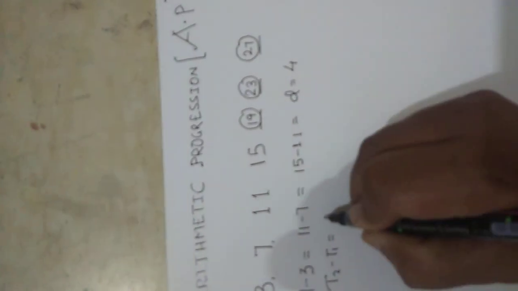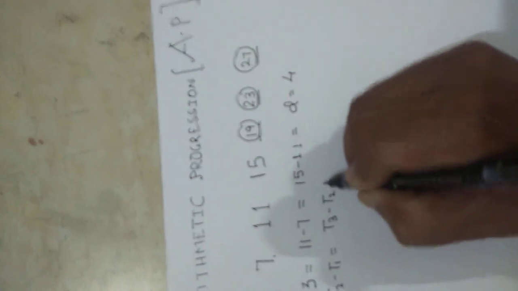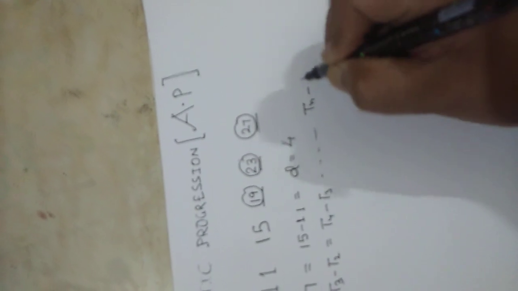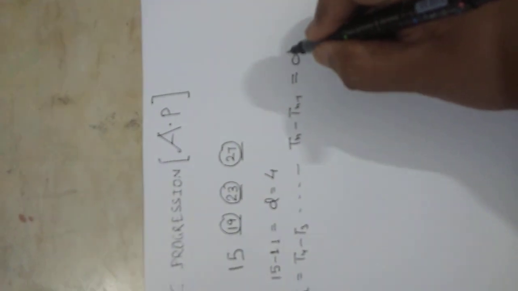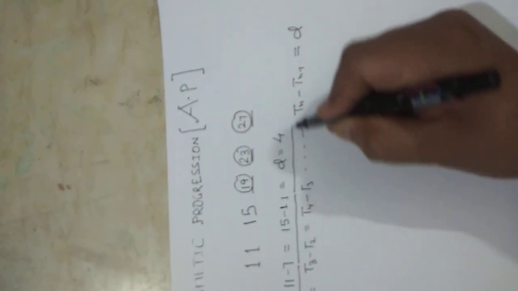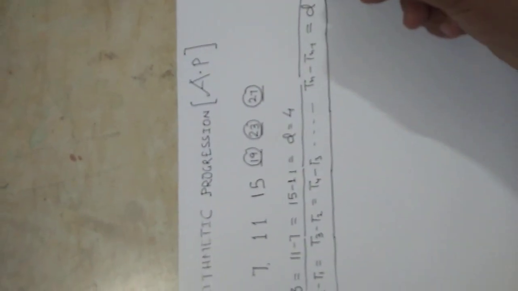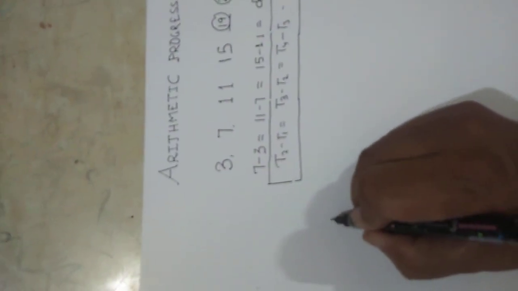You can say this is T2 minus T1, that is T3 minus T2, that is T4 minus T3, like this, and so on. Tn minus last term minus second last term. If it remains unchanged, that will give you a series known as arithmetic progression. And in this arithmetic progression, we have some specific names. The starting term of a series is known as the first term.